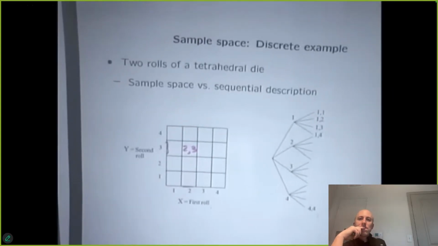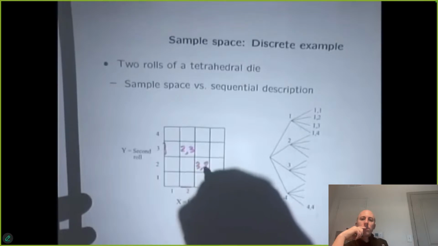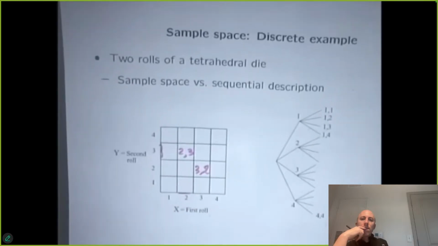This is one possible outcome. The way I'm describing things, this outcome is to be distinguished from this outcome here, where a 3 is followed by 2.